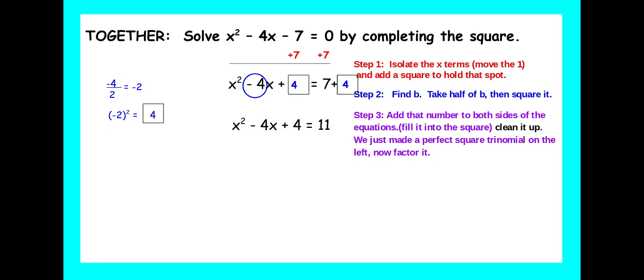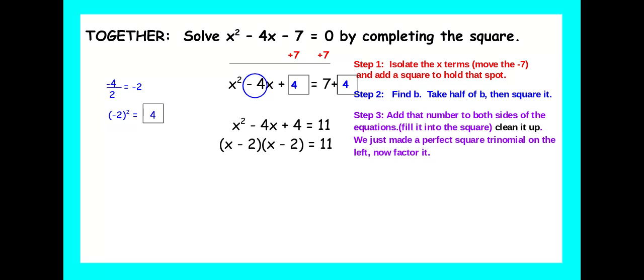So I want you to pause the video and factor x squared minus 4x plus 4 and see if you get the same answer as I did. You should have gotten x minus 2 times x minus 2. And that's the way it's always going to work out. Do you notice that that -2 that we got when we halved our number is the number that goes in our factors? And they're all related. It's purposely working out this way.